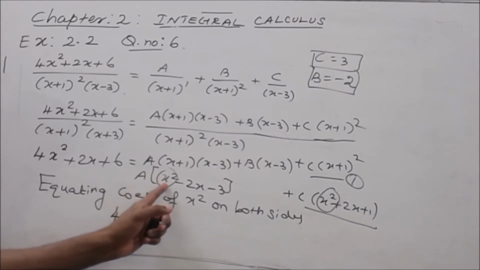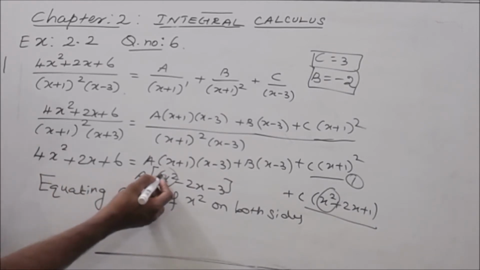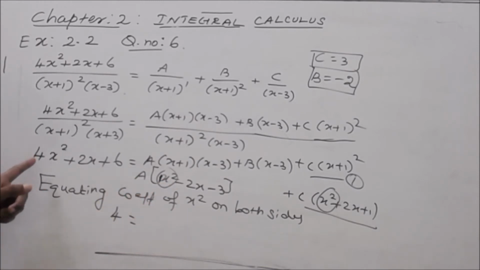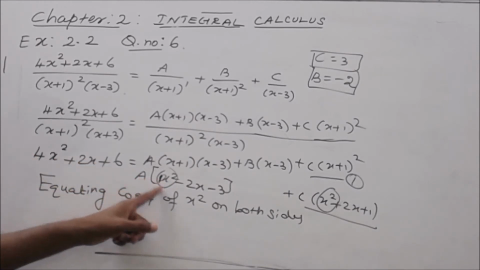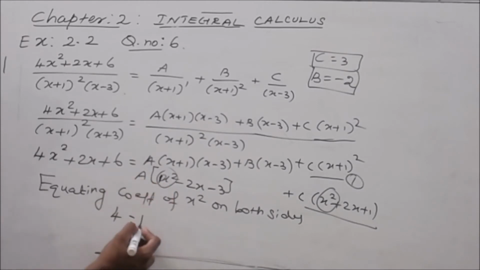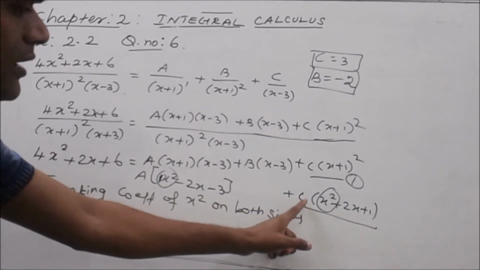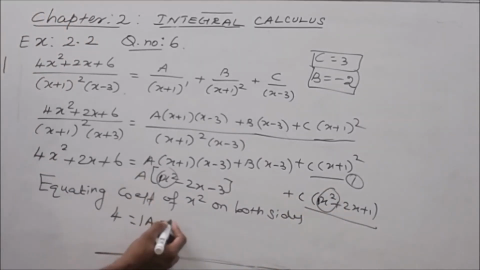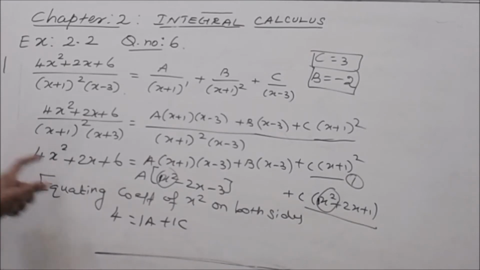Here the coefficient of x square is 1. Multiplying by a, we get a x square. So the coefficient of x square on the left side is 4. On the right side, in this term we have 1a, and here also 1 x square, so multiplying c inside we have 1c. Equating the coefficient of x square on both sides, we get 4 equal to a plus c. This is a very easy method, just equating the coefficients. It is called the equating coefficient method.